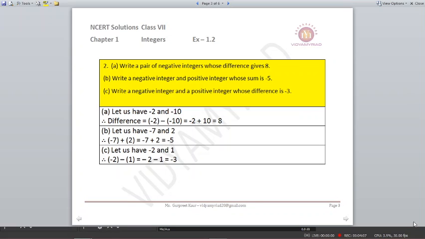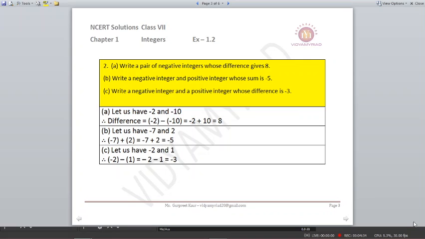So here I have taken minus 7. So minus 7 plus 2, if I do, I will get minus 5. Or I can even choose minus 6. If I do minus 6 plus 1, then also my answer will come as minus 5. I can choose minus 8 plus 3. Then also my answer is minus 5. So you can choose any of the combinations to find your answer.